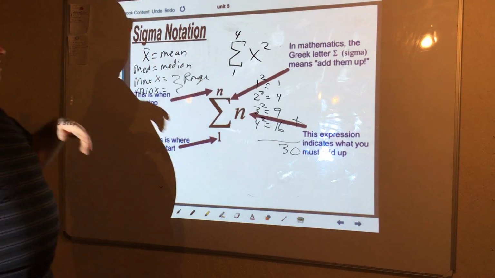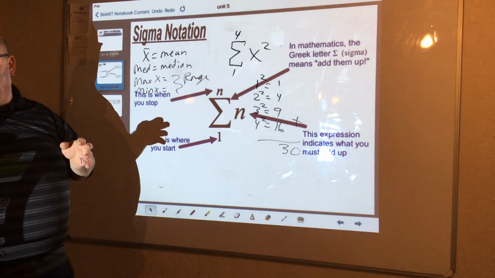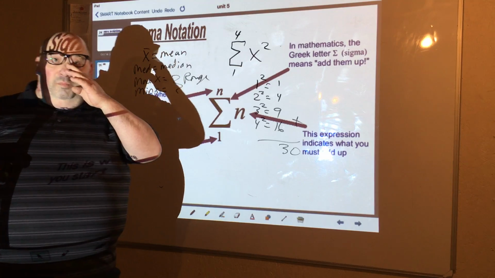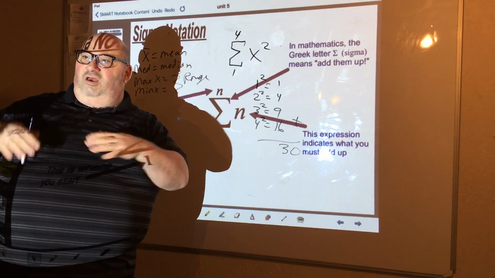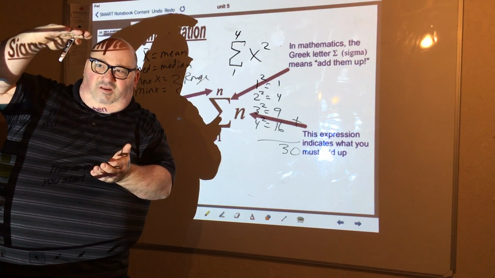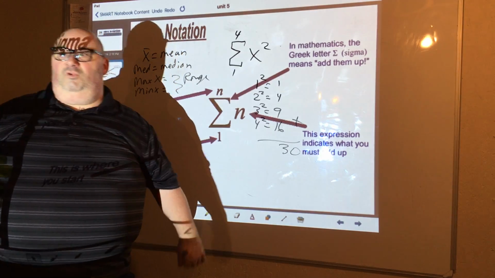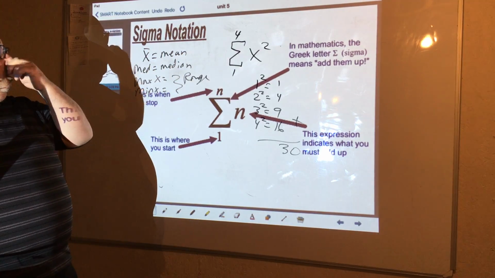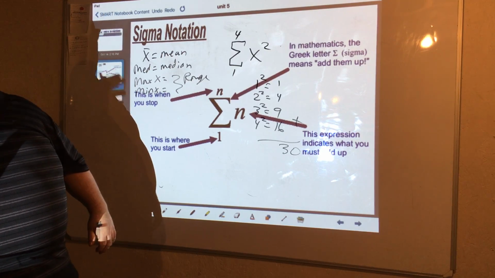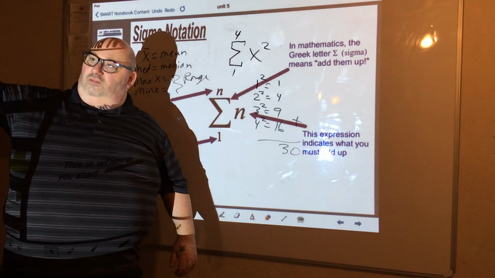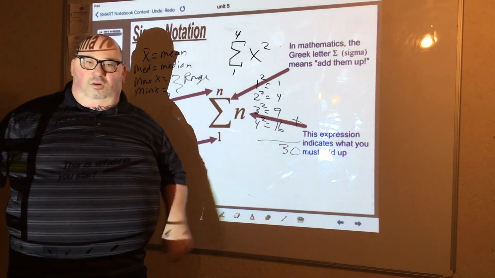So that sigma on your calculator, when you did your variable stats from your stat function, what it's done is it's taken all those numbers that are in your list. Remember, we arranged them in ascending order, smallest to highest, or descending order, the other way around. It simply added them all up to give us a total.